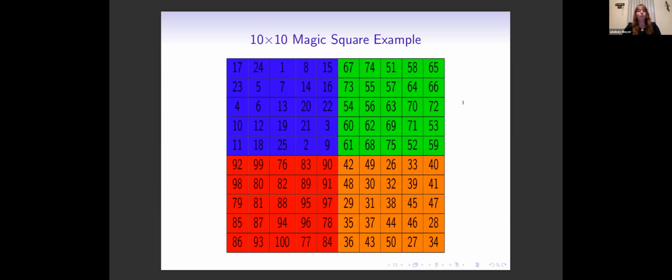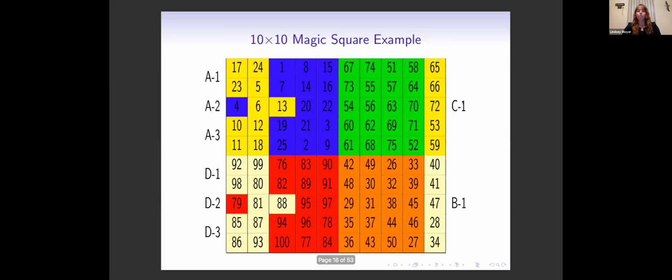However, not all rows, columns, and diagonals equal the magic constant yet. So we have to make highlighted areas. It's going to be an A1, A2, A3, D1, D2, D3, a C1, and a B1. So these are what they look like, and this is how we find them.